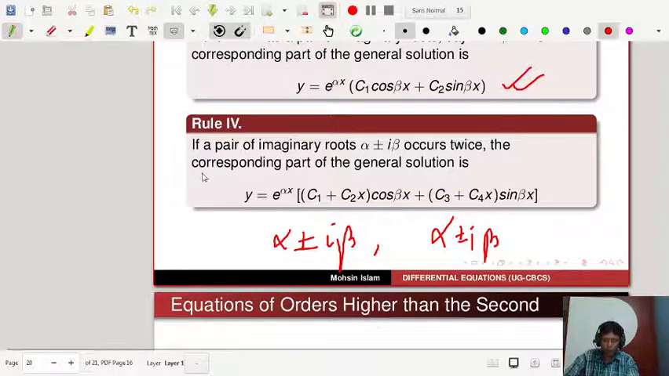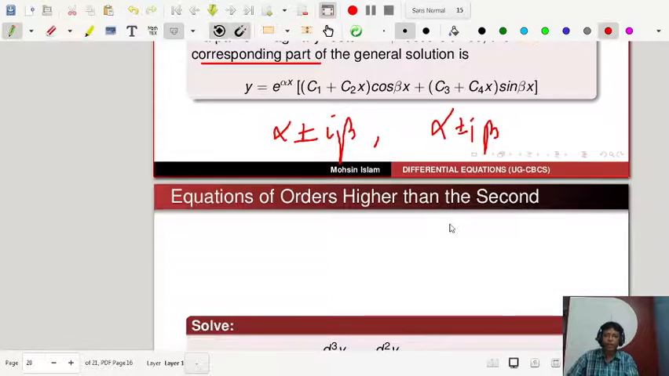Then the corresponding part, I am just talking about a part of the nth degree equation, is e to the power alpha x times c1 plus c2x cos beta x plus c3 plus c4x sin beta x. Look at that, you have 4 arbitrary constants, because you are talking about 4 roots. So the number of independent arbitrary constants equals the order of the differential equation, right?